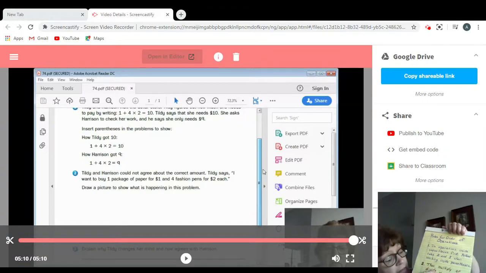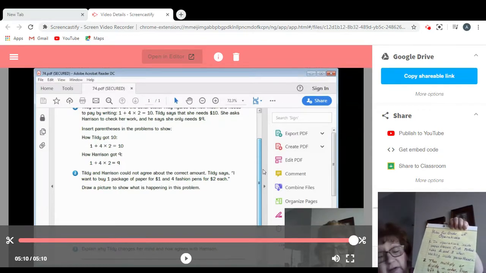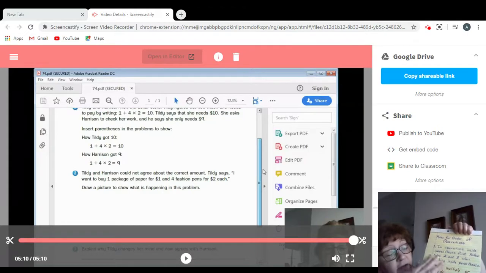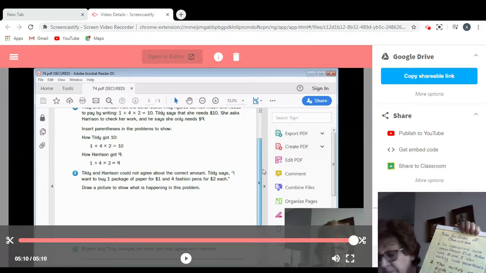Rule 2 is multiply or divide in order from left to right. And rule 3 is you're going to add or subtract in order from left to right. So again, if you don't have any parentheses, you're always going to multiply or divide first and then add and subtract after. If these are inside parentheses with both operations, you're going to multiply or divide first and then add or subtract. Okay?